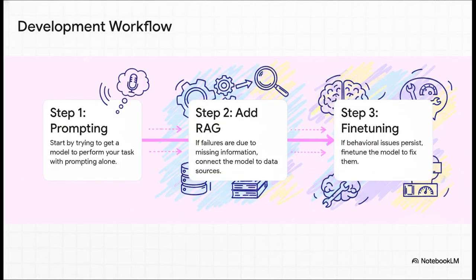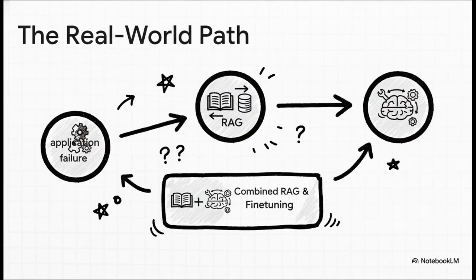So if we put this all together, these techniques really form a logical workflow. You always start with the simplest, cheapest option, which is prompting. If that doesn't get you where you need to be, because the model is missing information, you add RAG. And then, if the model's core behavior is the problem, that's when you move to the more complex and expensive step of fine-tuning.